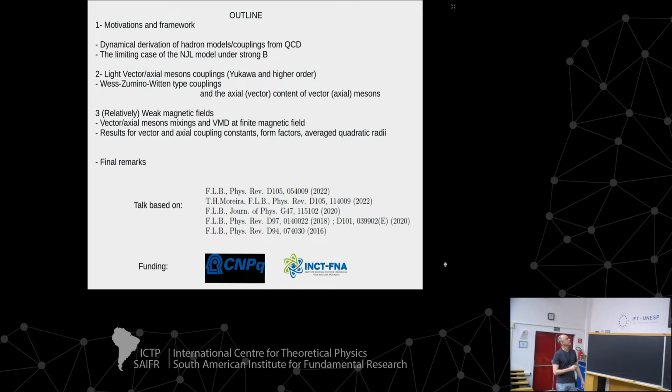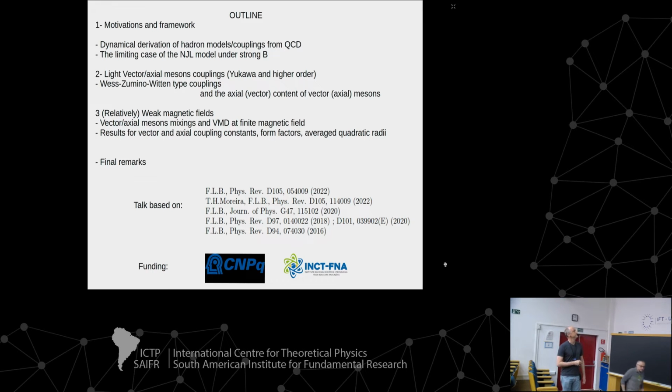So I give the motivations and framework, and then I talk about how I reach the couplings of constituent quarks to light mesons, departing from a part of the QCD effective action. And then I start by talking about this in the vacuum, and then later I will do this for weak magnetic fields, weak with respect to the quark constituent mass.